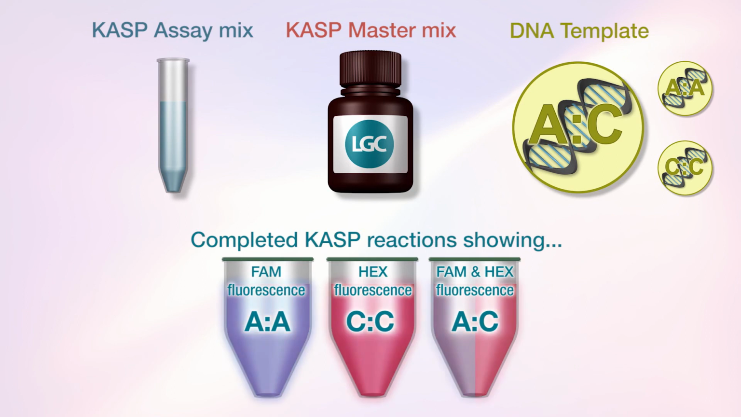The final video in this series will describe how the fluorescence produced by KASP reactions is interpreted to allow the genotypes of the DNA samples to be determined.